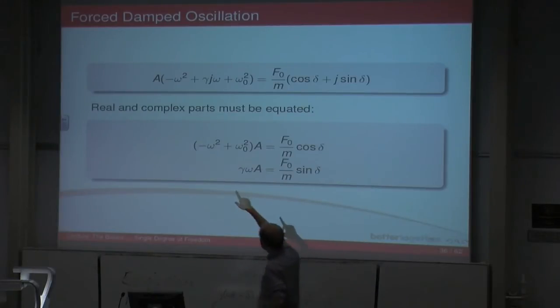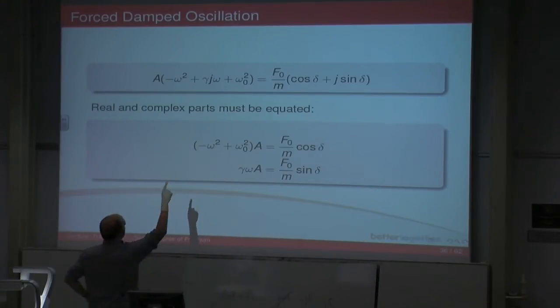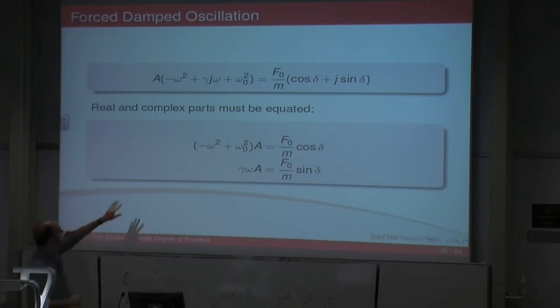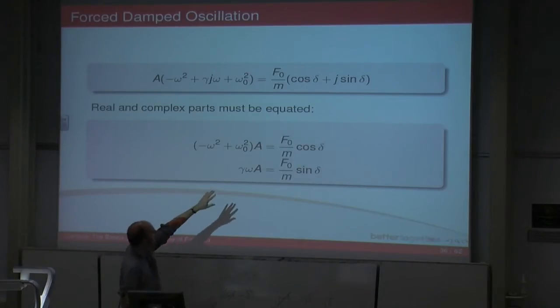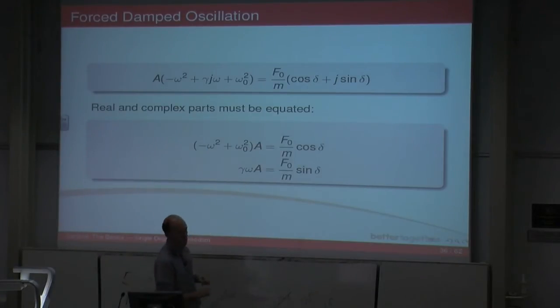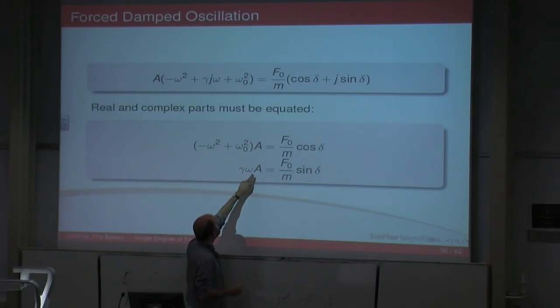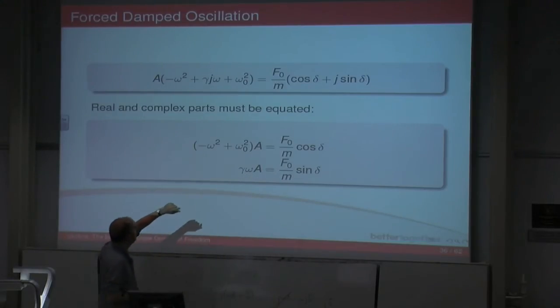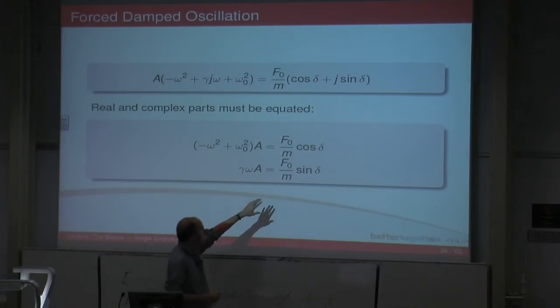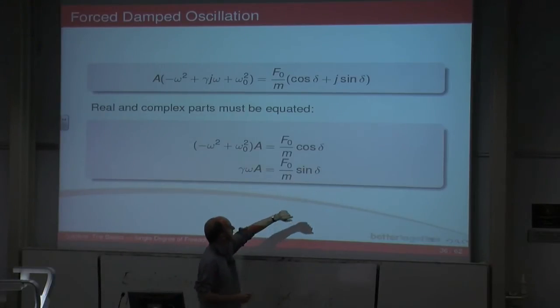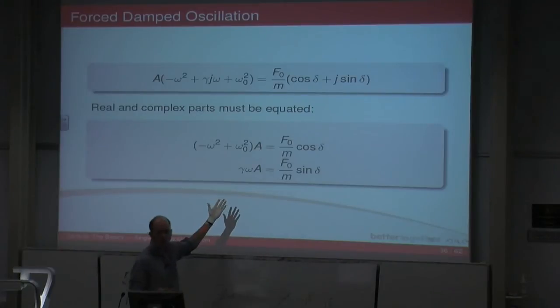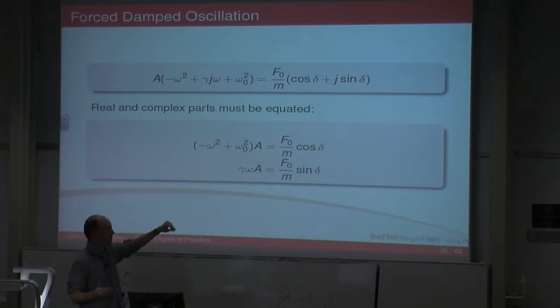So if we take the real parts, we've got minus omega squared plus omega naught squared times A must equal F naught upon m times cosine of delta. That's all the real parts in one equation. Then we do the same thing with all the imaginary parts. We've got gamma j omega times A equals F naught upon m times j sine delta. Now obviously the j's will cancel, we don't need to worry about them. There's a j on both sides, let's get rid of them, so we're just dealing with those terms there.